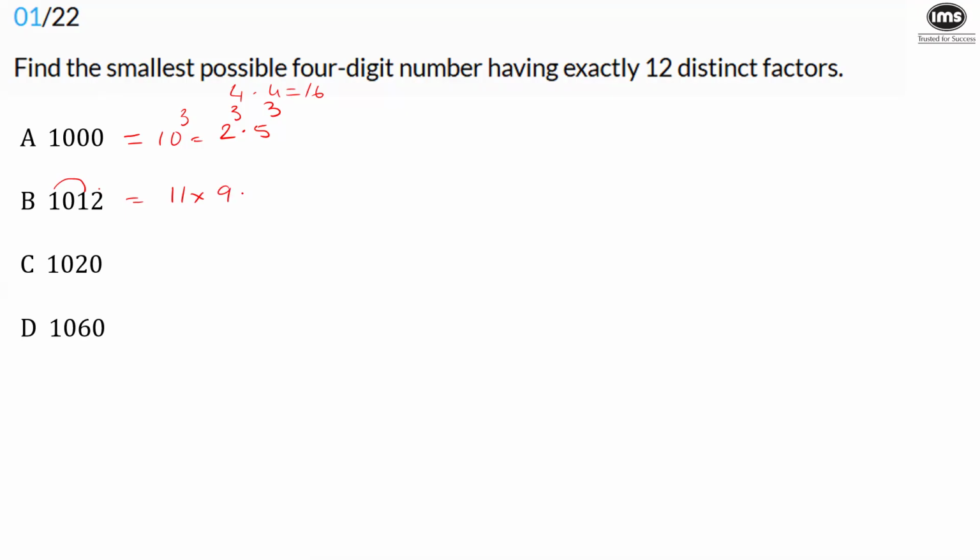1012 is 11 into 9, 99, remainder 2, so 22, 92. 92 can further be written as 4 into 23. So it is 11 into 4 into 23. So this gives us the prime factorization 2 raised to 2, 11 raised to 1, and 23 raised to 1. The number of factors you can verify is 3 into 2 into 2, 12. And this gives us our answer. So the correct answer is option B.